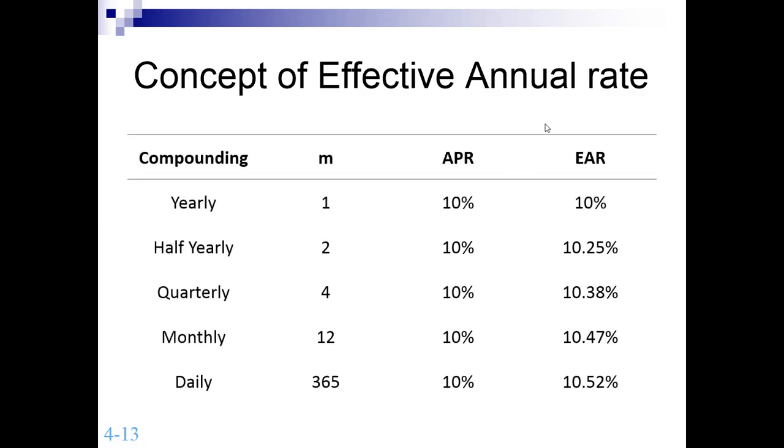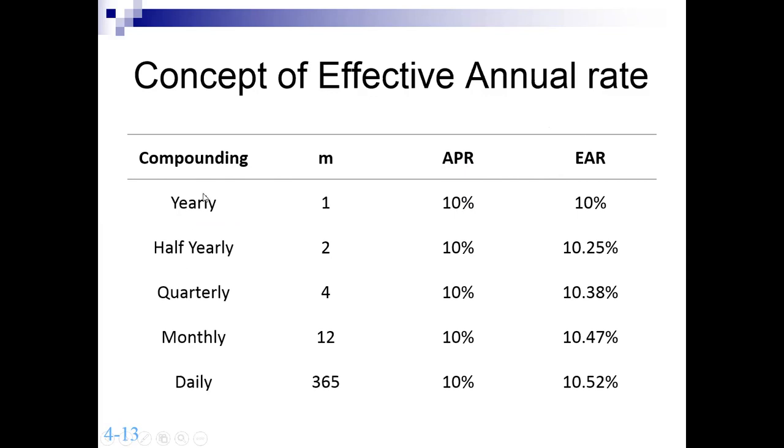This is a very interesting idea, and it is important if you are trying to solve various MCQs and logical questions: if the compounding interval is given on a yearly basis, then APR will always be equal to effective annual rate. Both rates will be the same.